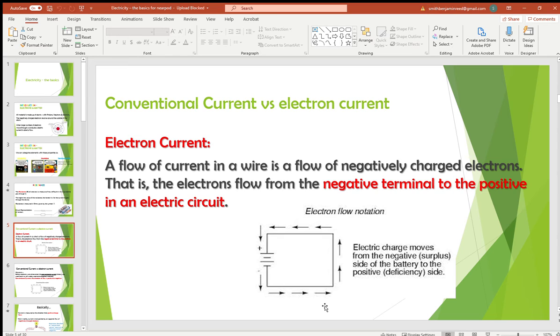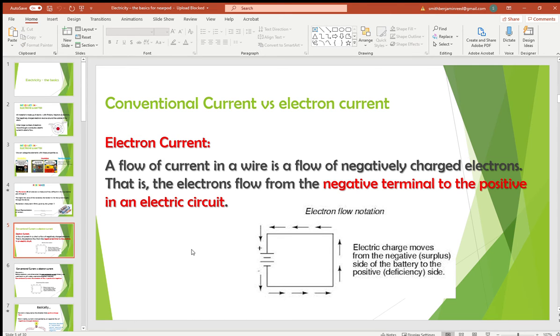So, conventional current versus electron current. We know electricity, or current electricity, to be the flow of electrons. Now, electrons flow from the negative side to the positive side. So if this were a battery here, these little short and long lines, electrons flow away from the negative side of the battery, into the positive side. That's electron flow.